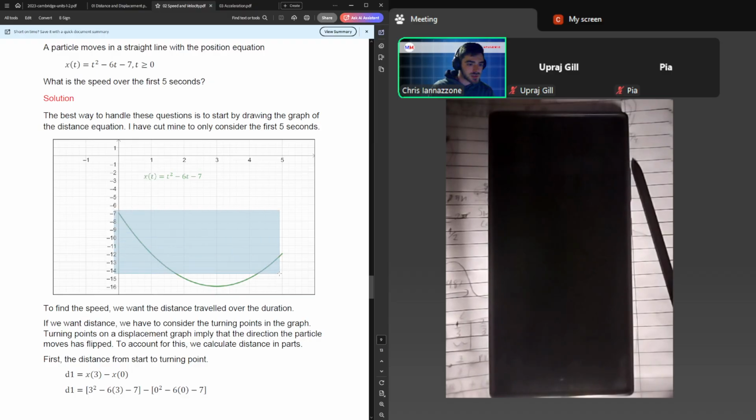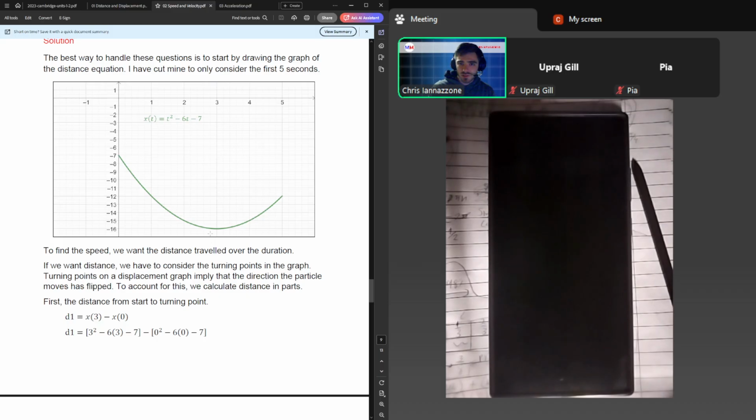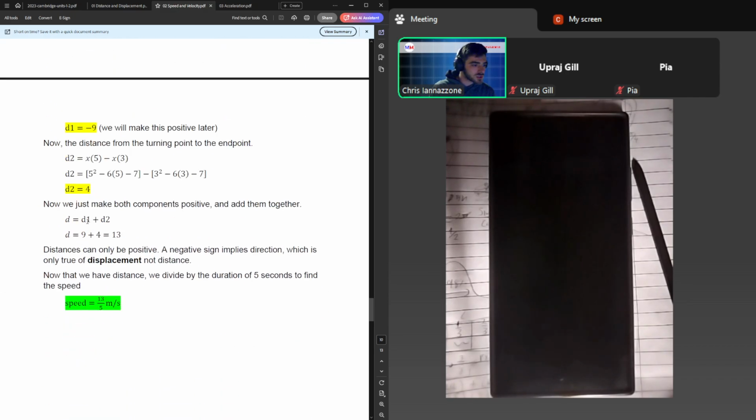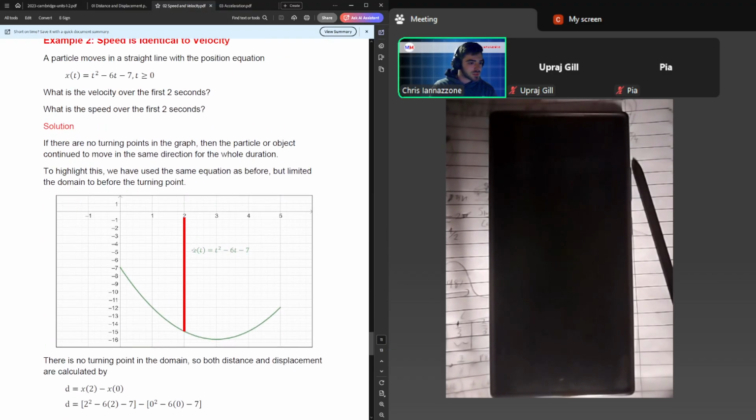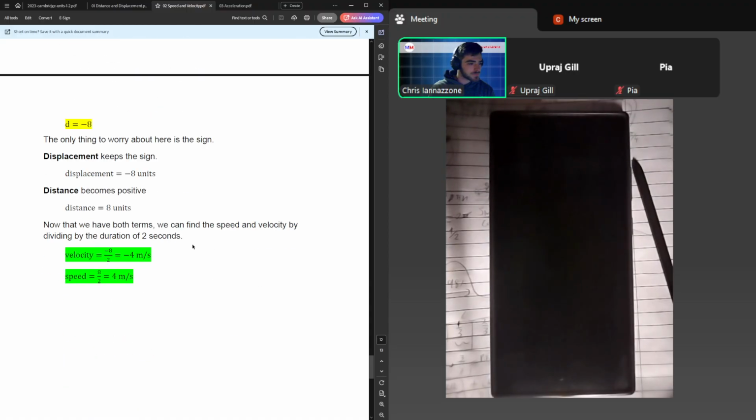For speed, again, we've got a turning point. Speed needs distance, so you calculate your distance as we have before. And then once you have your full addition of two distances, make sure you make them both positive, then you divide by 5 at the end. Again, they could be identical. We're just cutting it off before the turning point. Nothing different. Velocity and speed: only speed can be positive, velocity can be both.